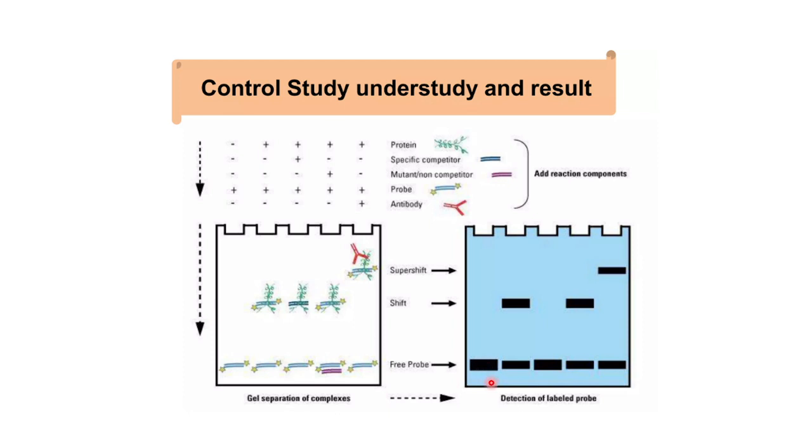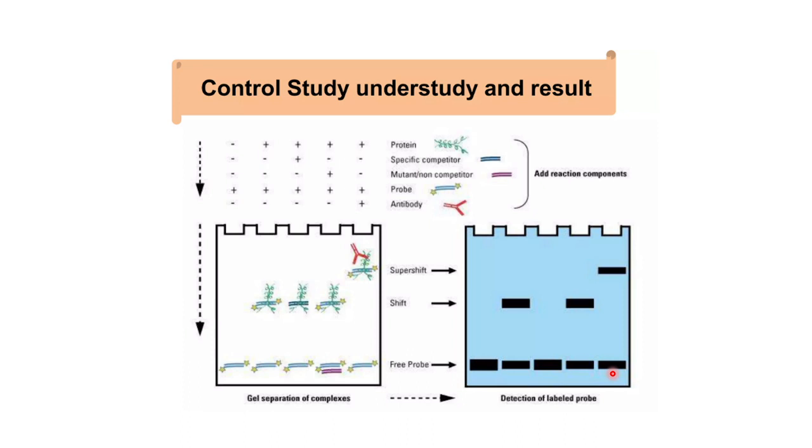In the next lane, you have your specific competitor, the protein and the probe. The intensity of the free DNA, or the free probe, gets diminished and you see a band over here, and this is your shift. The same is seen when you're using a non-competitor and an antibody. So basically this one you would be seeing.